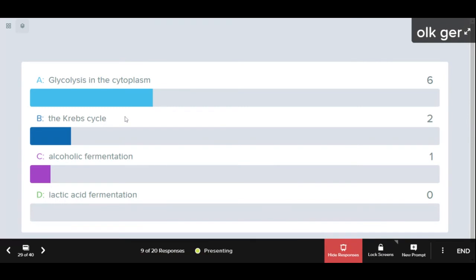Glycolysis in the cytoplasm. Yes, that is always the first step. I knew you were smart. I knew everybody was smart. You're like, yeah, we know we're smart. We're smart, Mr. Bouchard.